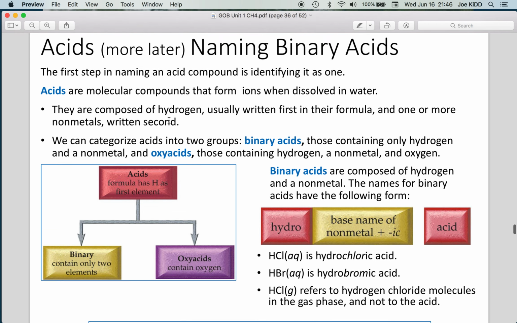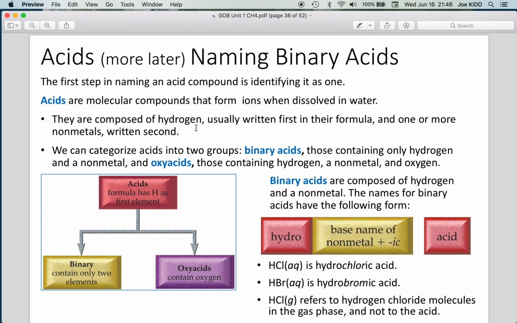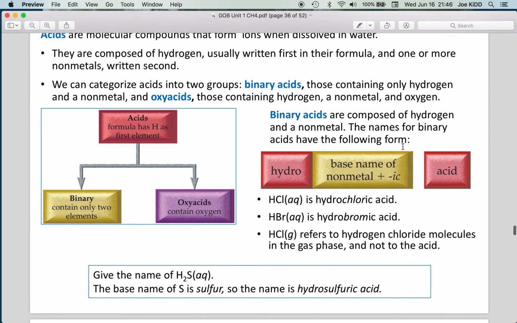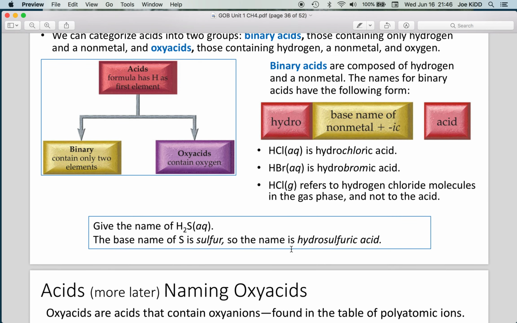So when we have these binary acids, they're going to be composed of hydrogen, which is usually written first in the name, and then one or more nonmetals, or sometimes a polyatomic ion with it, and we'll talk about those more. So we're going to have the hydrogen, which we call hydro, then the base of the nonmetal with ic, and then we end it with acid. So for example, we have hydrochloric acid or hydrobromic acid. If we have H2S, this would be hydrosulfuric acid.